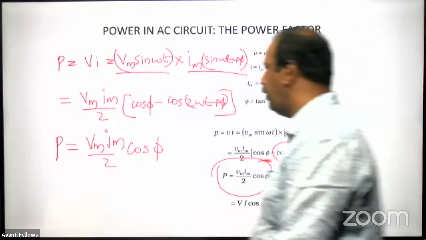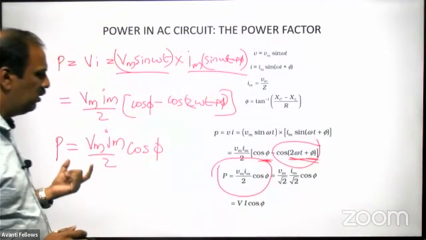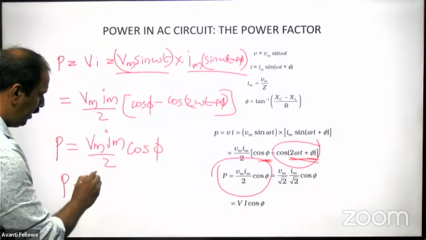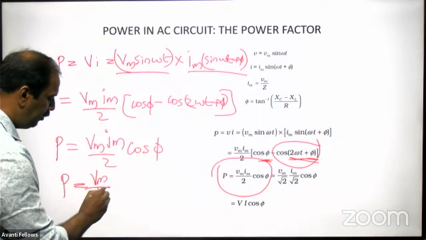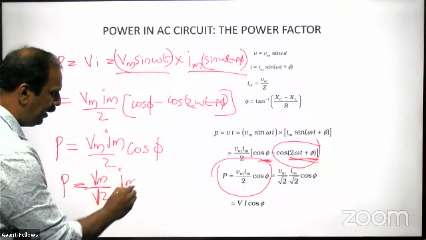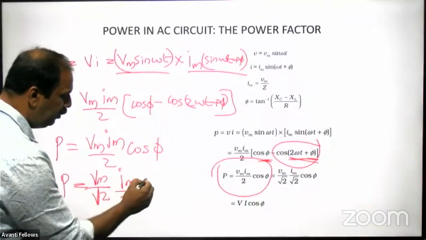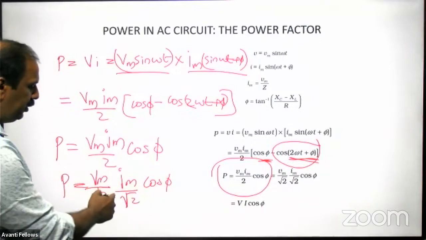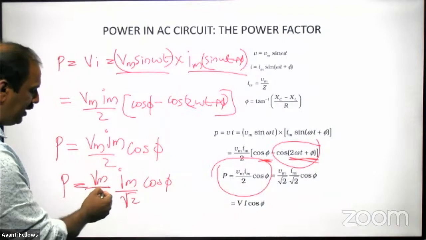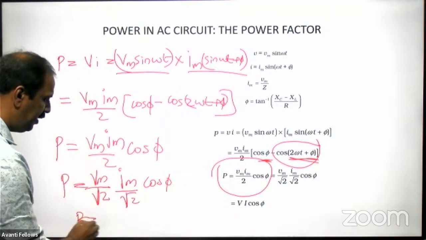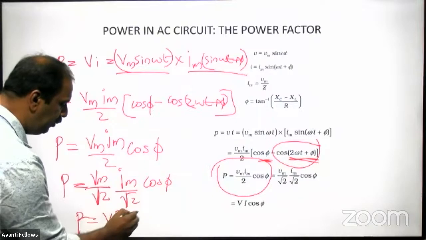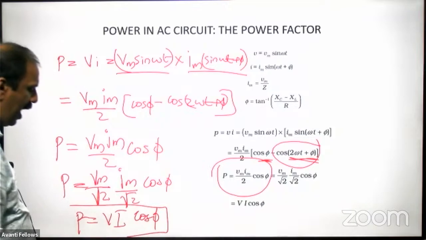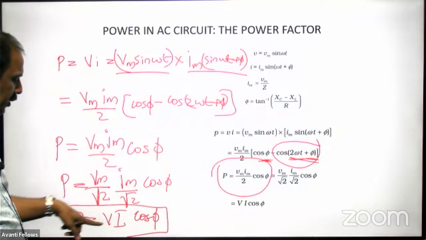Now see here, the power is Vm into Im by 2 cos phi. Now what I can do is divide the 2 as root 2 into root 2. So I will write P is equal to Vm by root 2 into Im by root 2 into cos phi. Vm by root 2, what is this? That is the RMS value. So power is equal to V into I into cos phi. So power is given by V into I into cos phi.